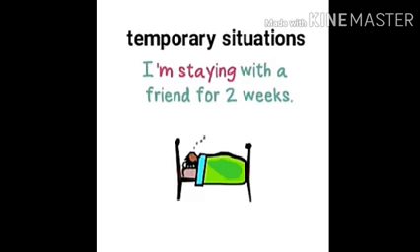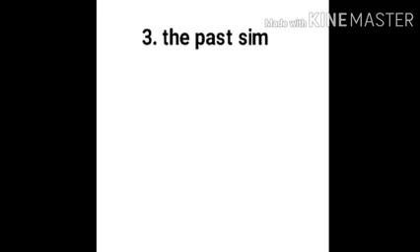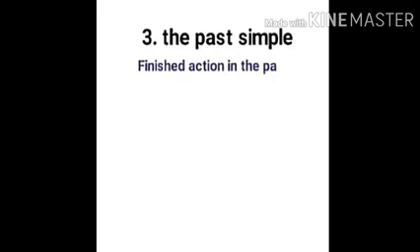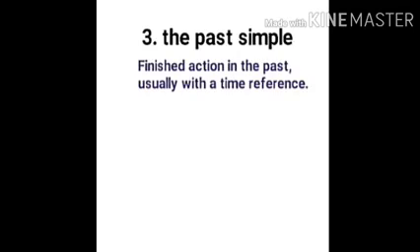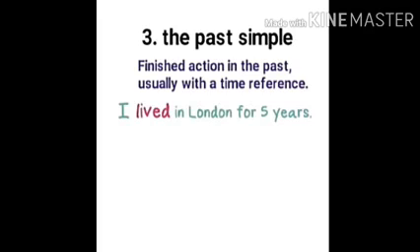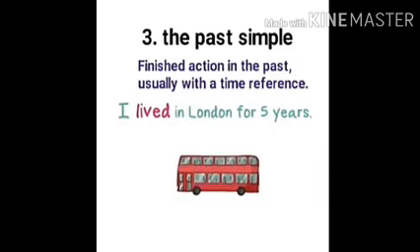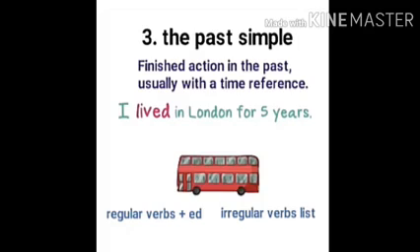Okay, so now let's look at the past simple. This is used for finished action in the past, and usually there's some kind of time reference included. So for instance, you could say, I lived in London for 5 years, and this means that it's now finished. You're no longer living in London. With regular verbs, we simply add ed to make it the past simple, as in this case, live is a regular verb, so the past simple is lived. And for irregular verbs, there's a list on my website, and you can check out the link down below to get that. There are lots of irregular verbs, and you just need to learn them.